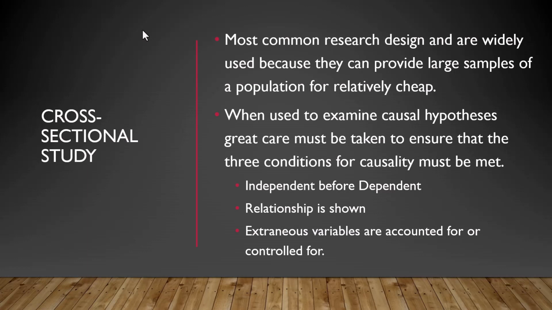Cross-sectional study designs are again the most common research design and are widely used because they can provide large samples of a population for relatively cheap. When used to examine a causal hypothesis, however, great care must be taken to ensure that the three conditions for causality are met. 1. Independent variable before the dependent variable. 2. Relationship or association or correlation is shown. And finally 3. That extraneous variables are accounted for or controlled for.